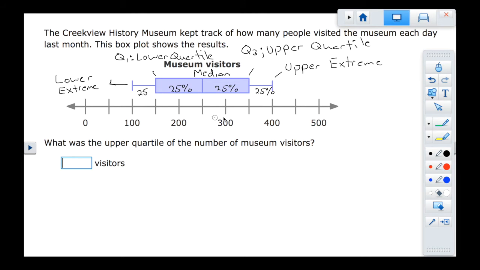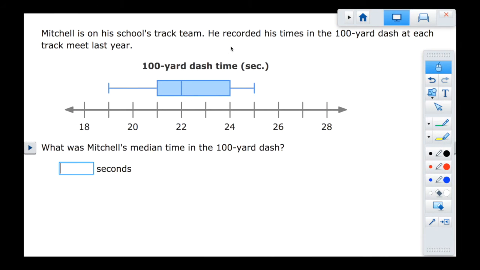Keep this in mind, screenshot it, take notes, pause it right now, so that you know this for the rest of this video. What was the upper quartile? Right here is the upper quartile. This is just an identification problem. Pay attention to your scale. They're counting each tick mark on your line is worth 50. This one's just not numbered. So there's 350 visitors.